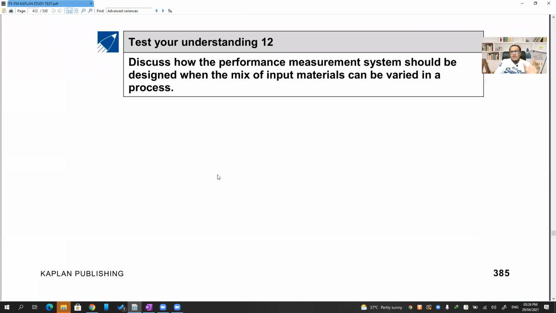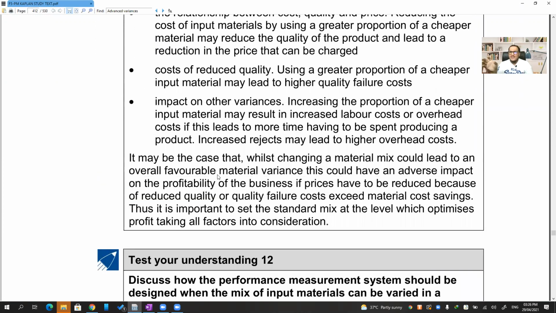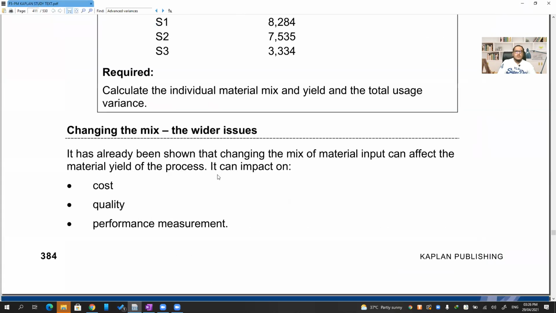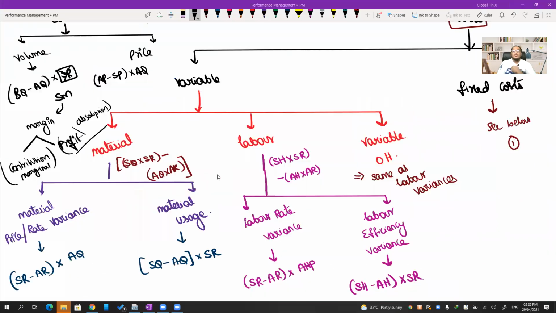Material mixed variance, if I'm explaining, labor mixed variance and variable overheads mixed variances, you have to split them and do it. Same calculation, instead of quantity, you will take rate, you will take hours. That's the only difference, nothing more than that. So what are these mix and yield variances that we are going to talk about?